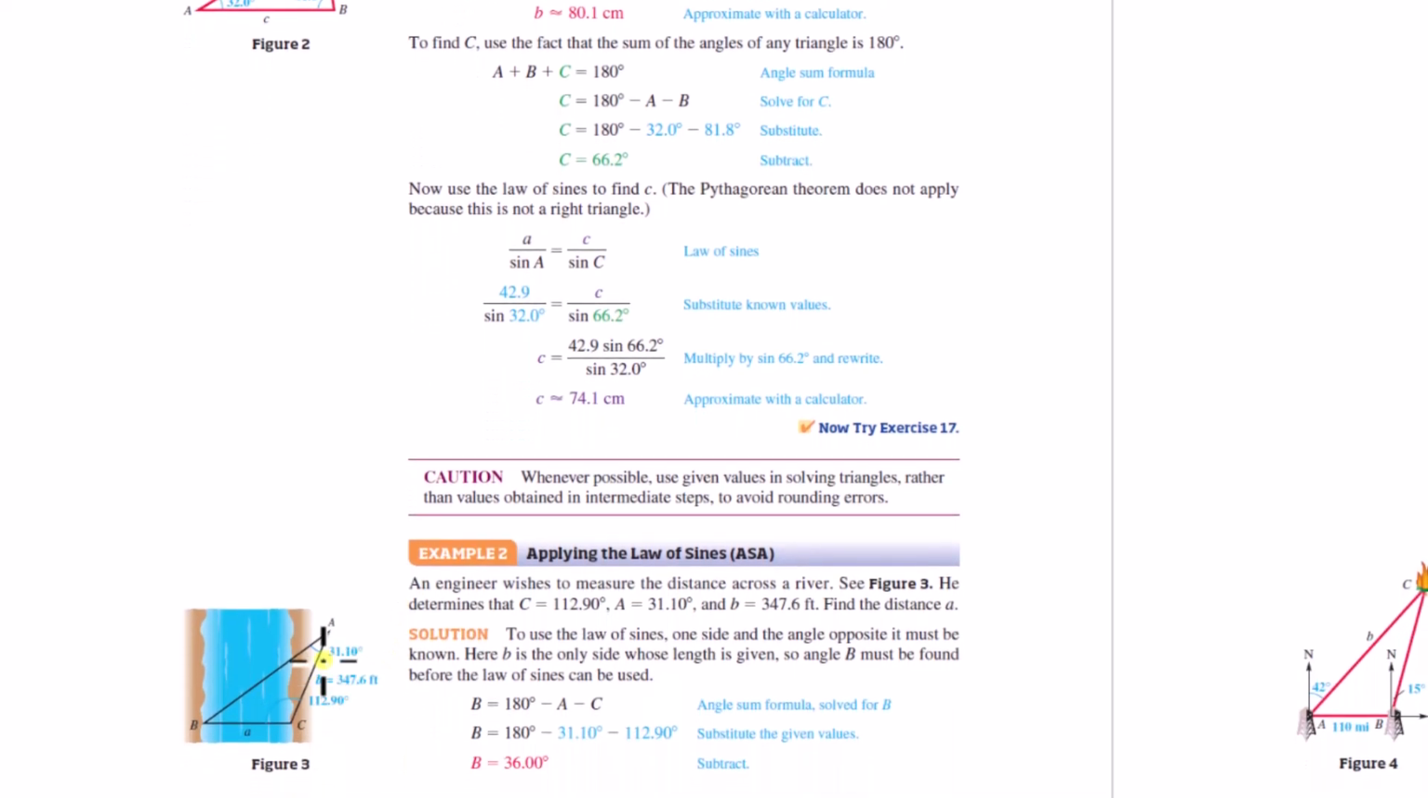Okay, here's a more practical example. So you've got this person who wants to measure this distance across a river. They're able to, I guess that's their camp or something, measure the distance from camp to the side of the river.